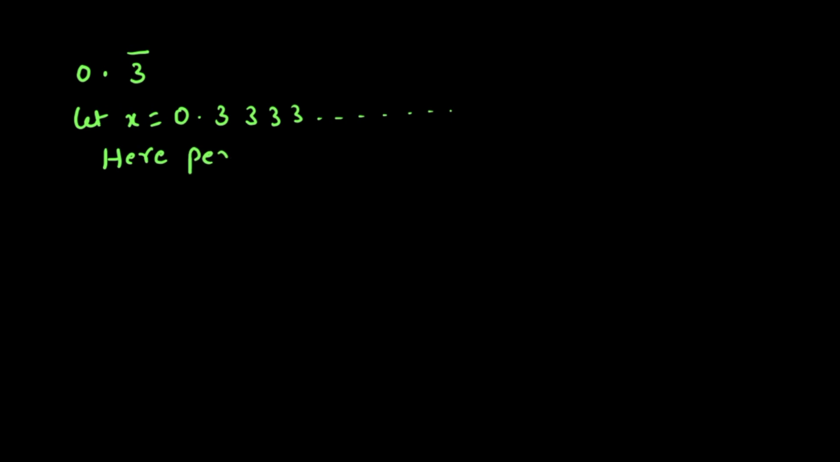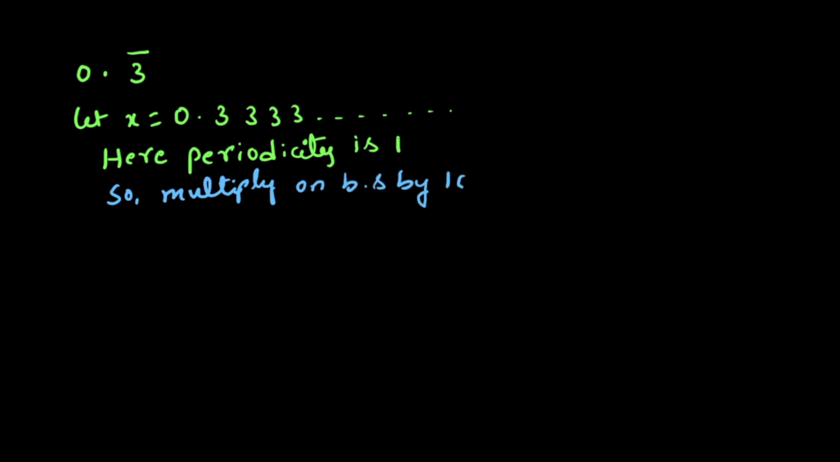So here periodicity is, what is that? 1. Only one digit is repeating. So what we do now, we should multiply on both sides by 10. So when the periodicity is 1, you multiply by 10. When the periodicity is 2, you multiply by 100. When the periodicity is 3, you multiply by 1000. Okay, so if I multiply on both sides by 10, then what will happen?